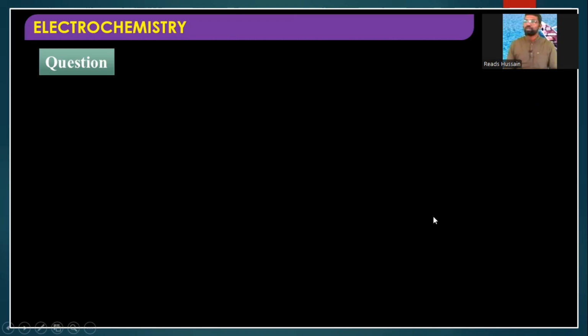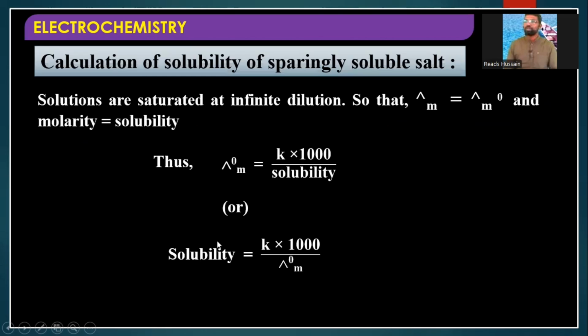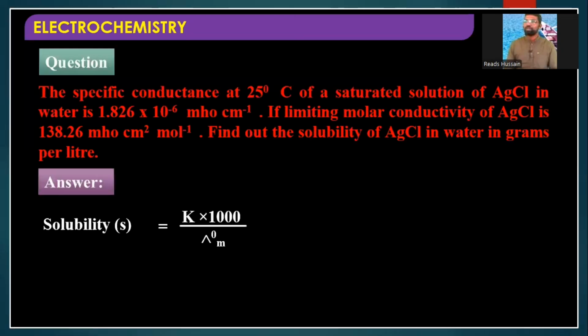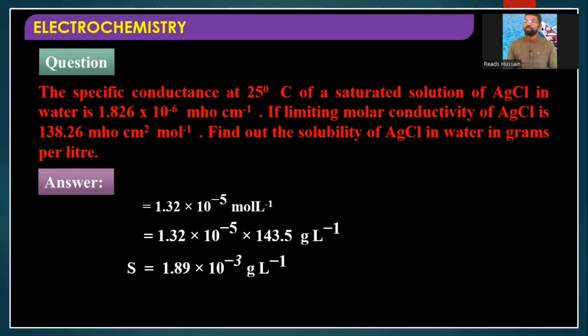What is the formula for solubility? The formula for solubility is kappa into 1000 by limiting molar conductivity. Kappa value is given, limiting molar conductivity is also given. So you have to substitute, that's all. So solubility is equal to kappa into 1000 by limiting molar conductivity. Values we have substituted, and finally we get 1.89 into 10 raised to minus 3. Try yourself and see whether you are getting the same or not.